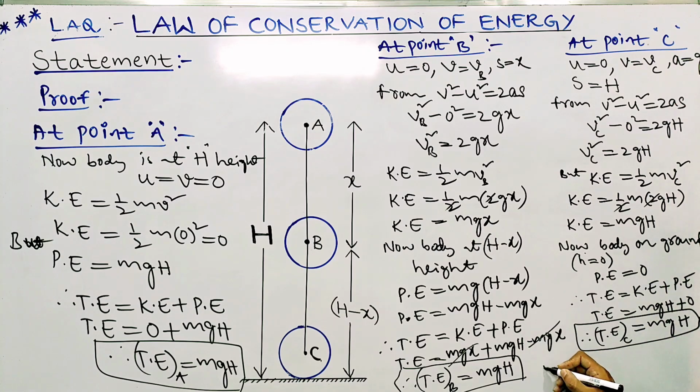From points A, B, C, it is very clear that the total energy at point A is equal to the total energy at point B, which is equal to the total energy at point C. So what to write? Therefore, the law of conservation of energy is proved.